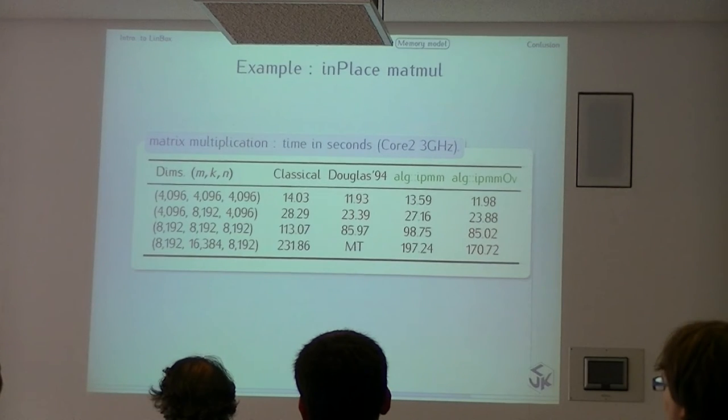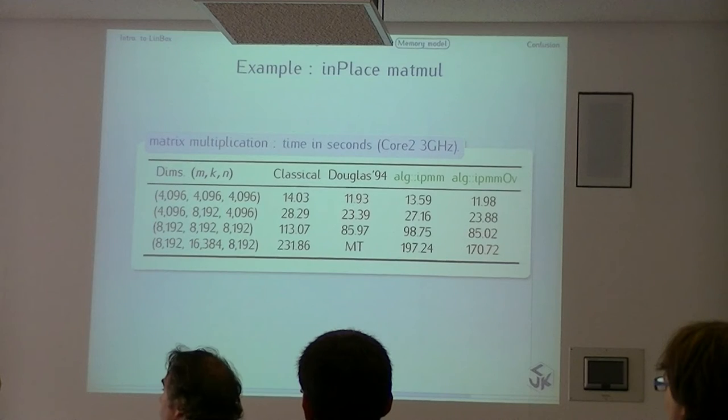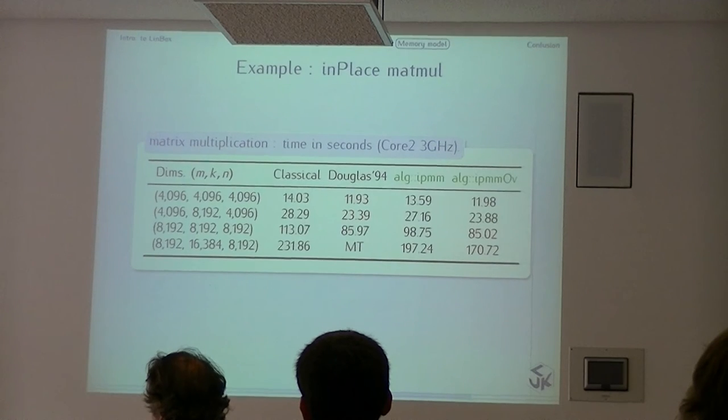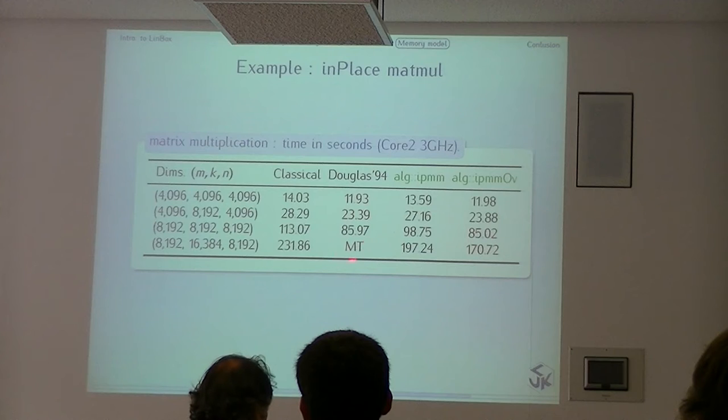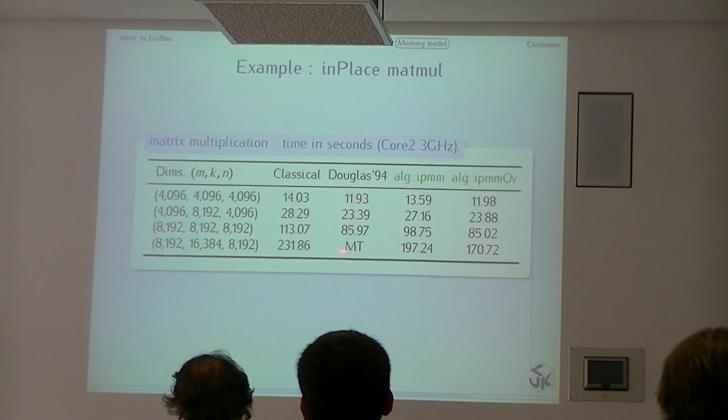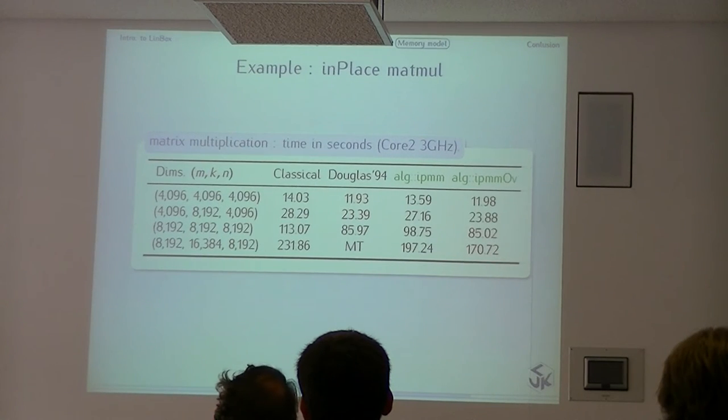Classical is just using classical BLAS. Why does it work? Douglas is the stress, right? That's not memory, that's time in seconds. So the memory used, yes, I should probably have shown a memory plot. But here it just crashes because we use no swap, just the plain memory. So if it goes out of memory, it just crashes. This desktop had 4 gigabytes of memory.